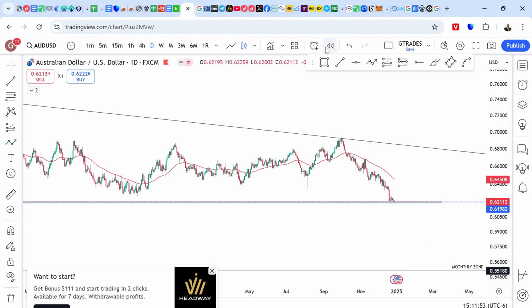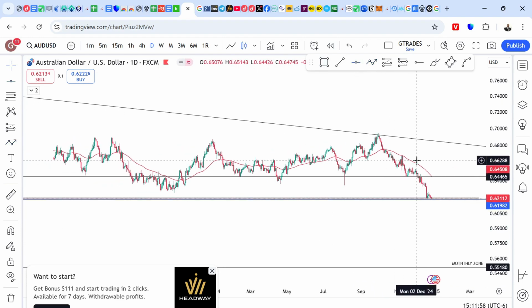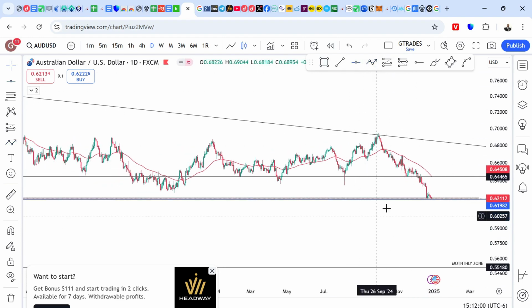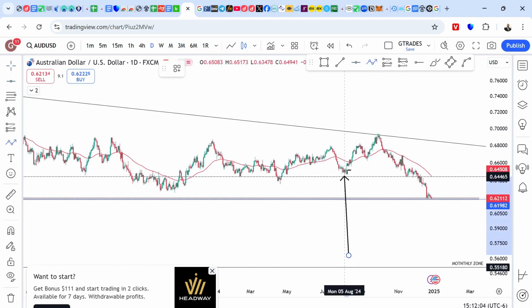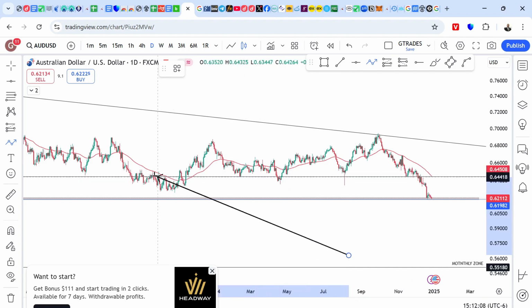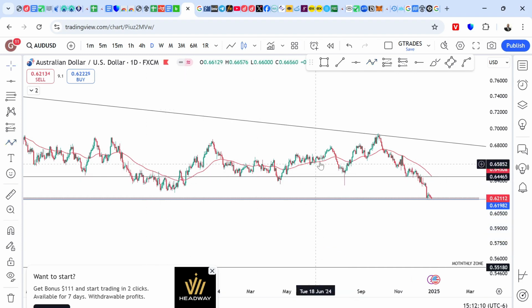Another zone I'm seeing here is this particular support. Because here we've seen we have several touches on this support. We have touches here. We have touches here. Price broke it though, came back. We have some touches here. We have some multiple touches here, right? So this is how to look at the market.